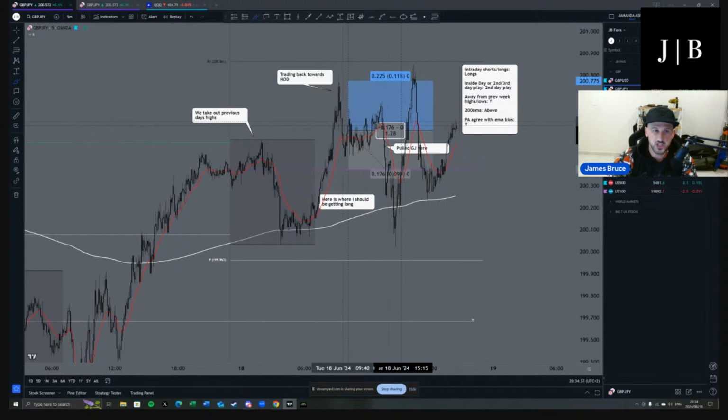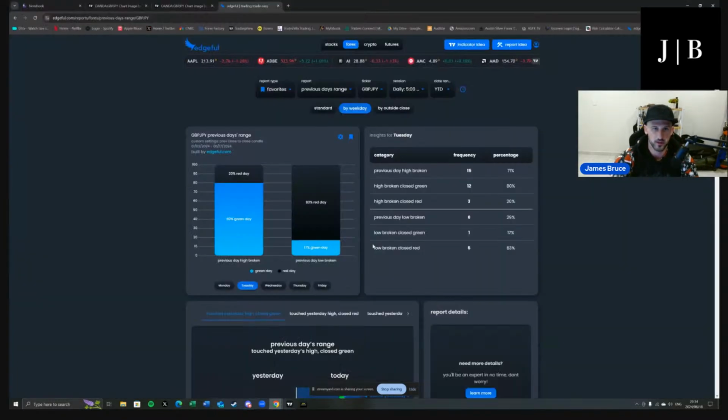But what this is actually showing is the opportunity that we're going to close above this high set over here. So it is an opportunity once we've taken our previous day's high, the chances of closing actually above that previous day's high. And this is one of the statistics I love with Edge Fill.